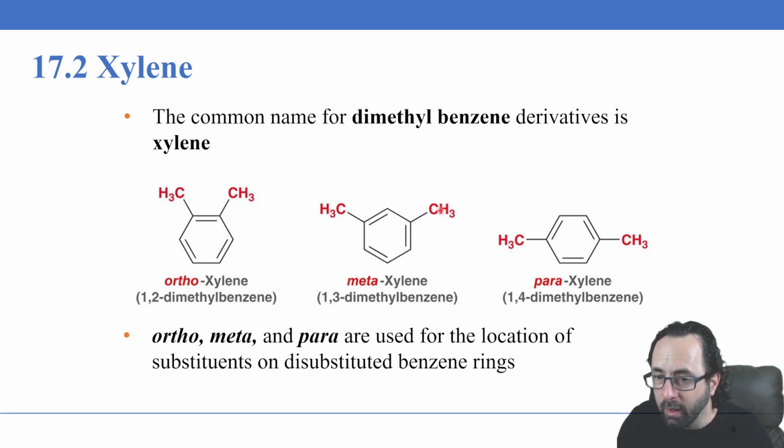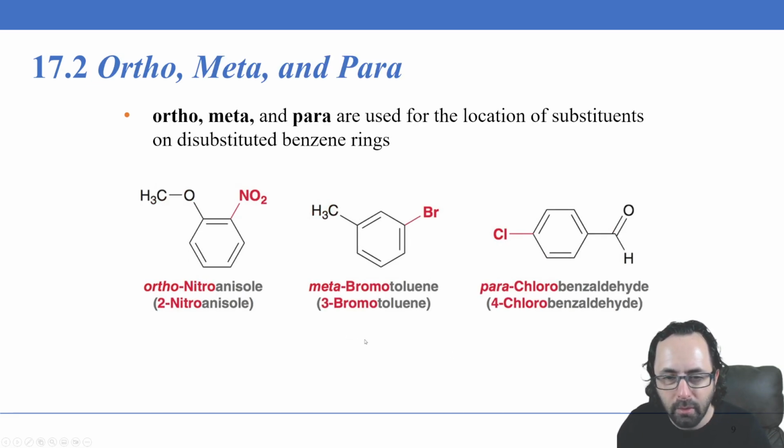If they are one away from one another on the benzene ring, we call those positions meta. And if they are on opposite sides of the benzene ring here, we call those positions para, so the 1, 4 positions. And so these would be the IUPAC name technically, 1, 2 dimethylbenzene, 1, 3 dimethylbenzene, 1, 4 dimethylbenzene, but these are very, very commonly called xylene, ortho, meta, para. And this can be used for other substituents as well, not just methyl.